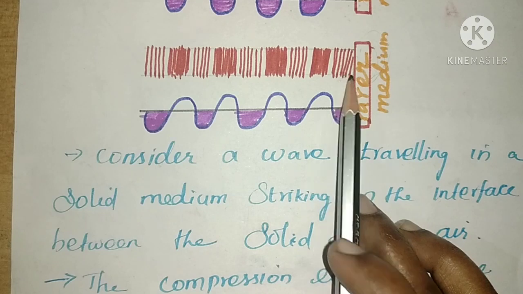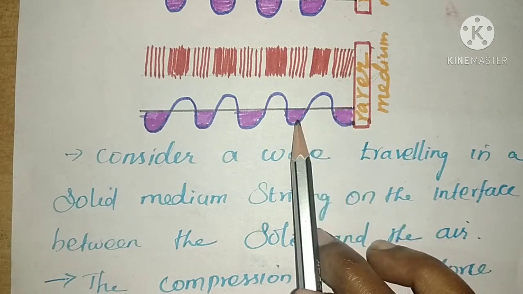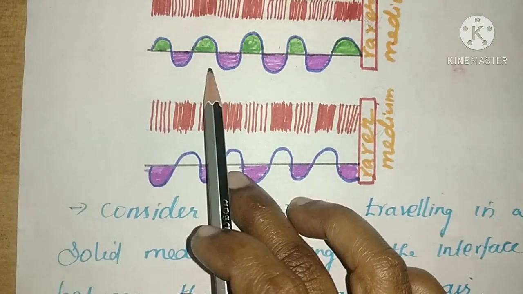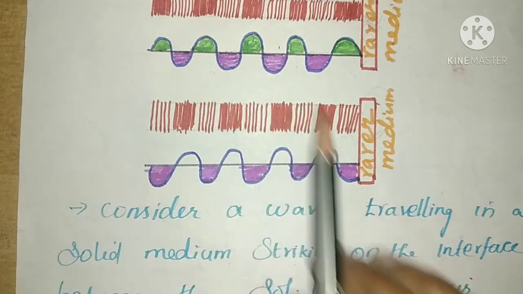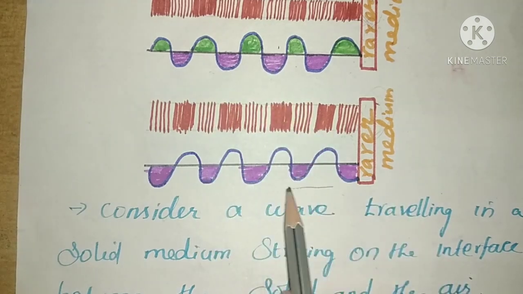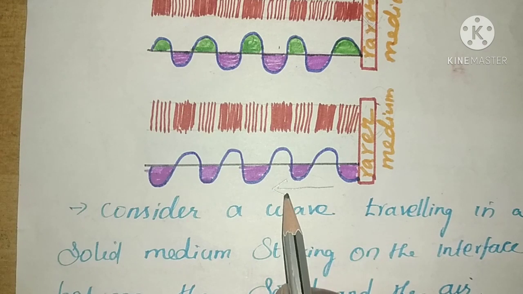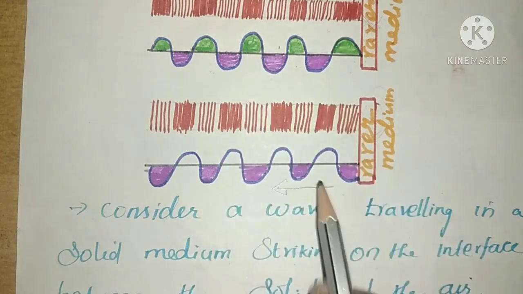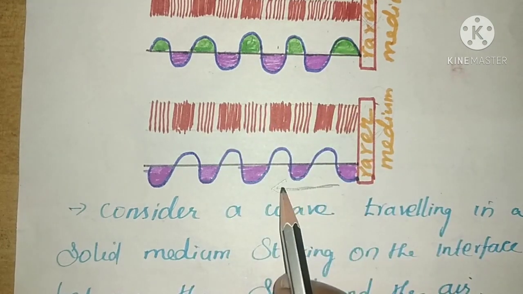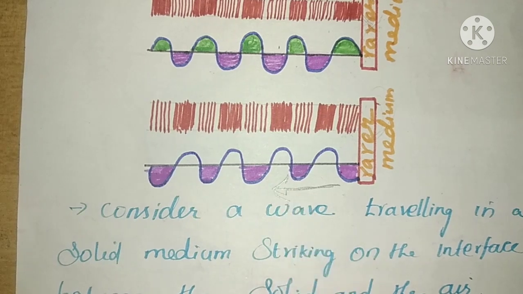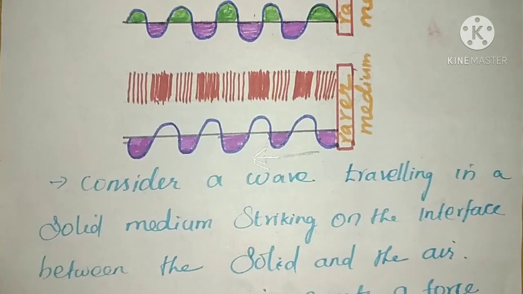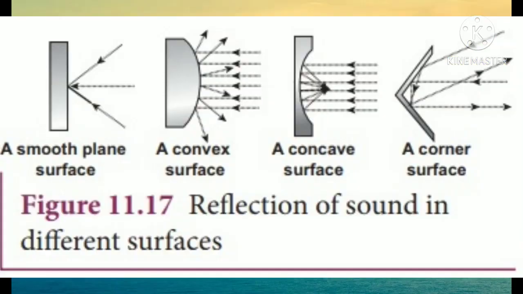So the rarefaction first travels in the air from left to right, then it is reflected back and travels from right to left, in this direction. So this is the reflection at the boundary of the rarer medium. Next we are going to learn the reflection of sound in different surfaces.